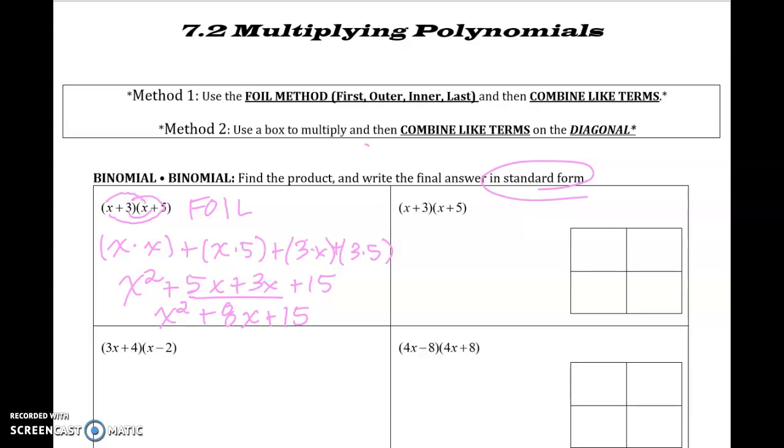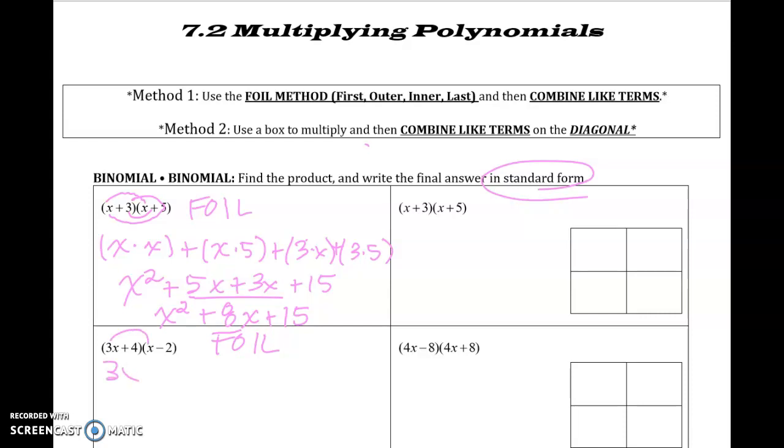Okay, so in problem number 2, let's look at this one below. Again, we're going to use our FOIL method on this one. This one is a little different just because it has one addition and one subtraction. And then we also have a leading coefficient in this first factor. So let's look at how that's going to work out.